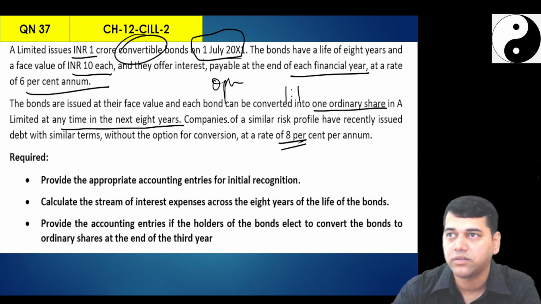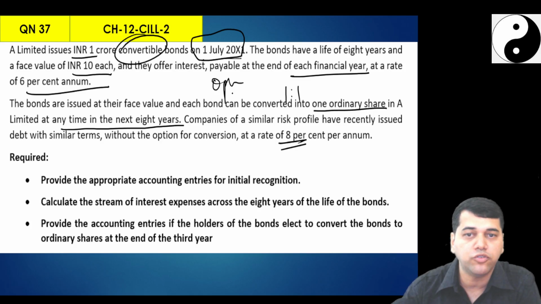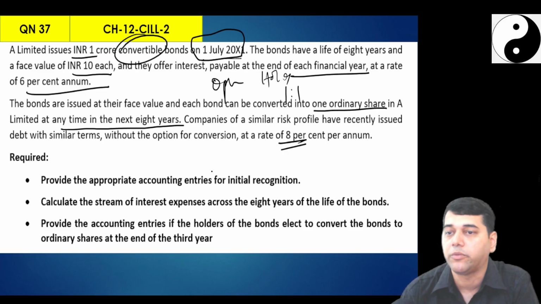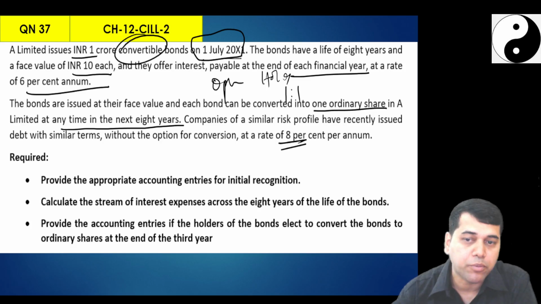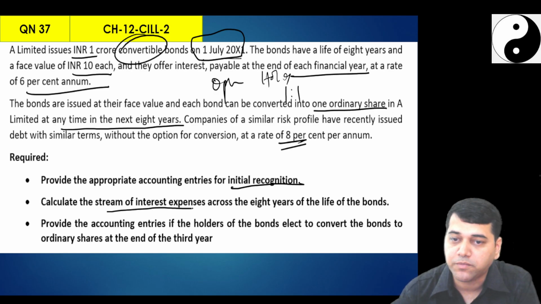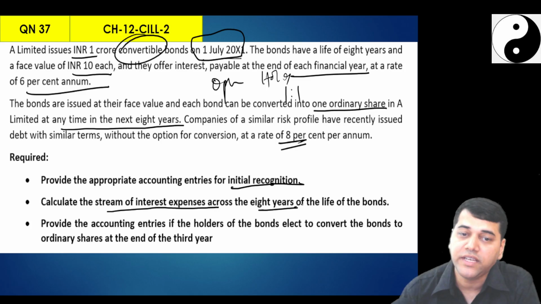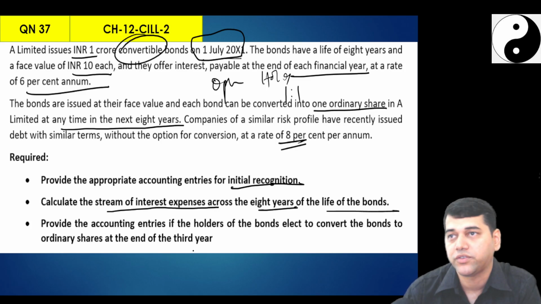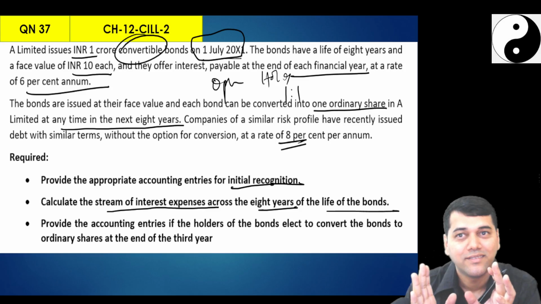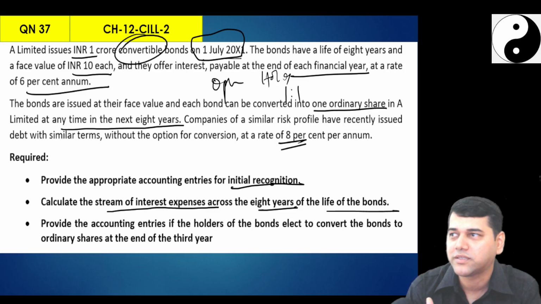No, tell me, students. Do you find any information there? No. So I have to assume that this must be optionally convertible, and the holder must be holding the option. Provide the appropriate accounting entries for initial recognition. Calculate the stream of expenses across the 8 years of the life of the bonds. What do you mean by this? Amortization schedule. That's it.